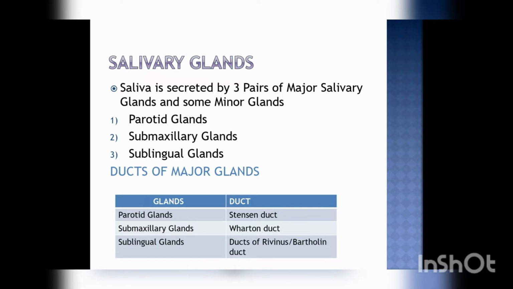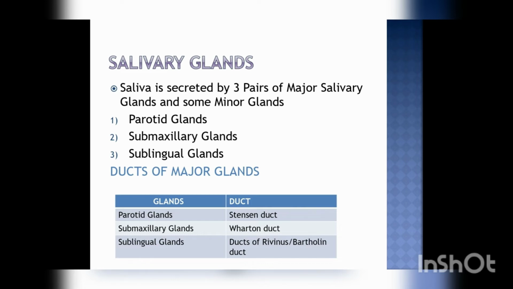Then third one and final one is sublingual glands. It is the smallest salivary gland of all. It is situated in the mucous floor of the mouth. Each gland weighs about 2 to 3 grams. Saliva from these glands is poured into 5 to 15 small ducts called ducts of Rivinus. Then one of the ducts is larger and it is called Bartholin duct. It drains the anterior part of the gland and opens sublingually near the opening of the submaxillary gland.